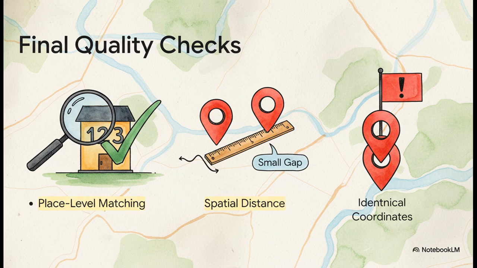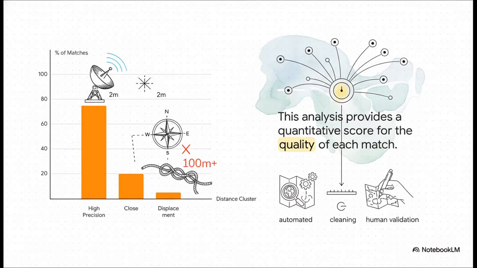This is huge for knowing if the pin is on the right building or across the street in a park. And lastly, it hunts for any duplicates that have the exact same coordinates. This stops your map from showing two coffee shops stacked on top of each other. But the most crucial part here is that spatial distance analysis. It gives you a hard number, a quantitative score for how good each match is.